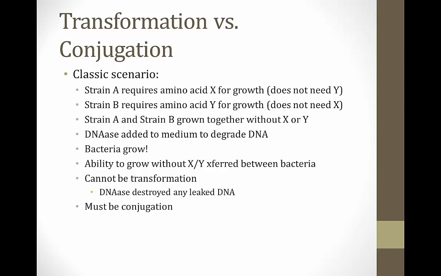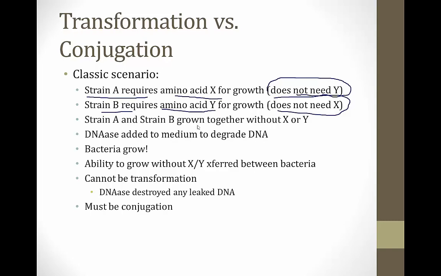There's a classic microbiology experiment that's conducted to prove that conjugation takes place between two bacteria, and you should definitely know about this because it can come up on exams. Let's imagine that we have strain A of a bacteria, and it requires amino acid X for growth, but it doesn't need amino acid Y. Strain B is the opposite. It requires amino acid Y but doesn't need X.